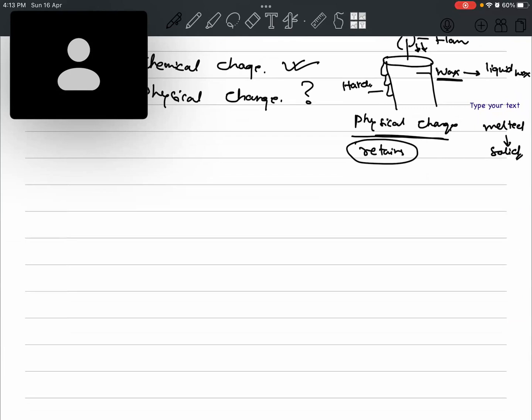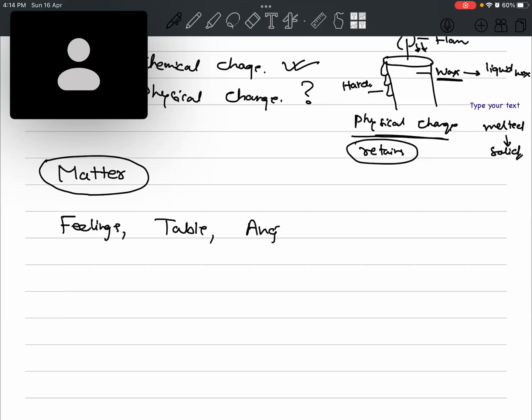Have you studied about matter? Yes, sir. Okay, what are the properties of matter? It has mass. It occupies space. It takes up space. It has mass. Okay, very good.